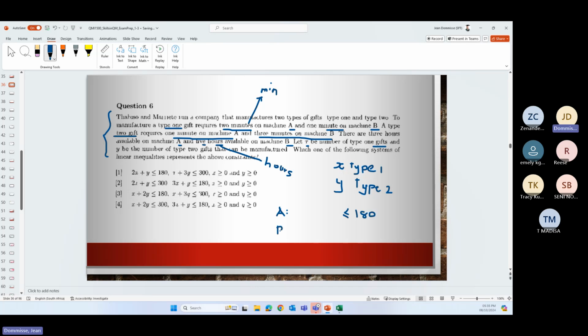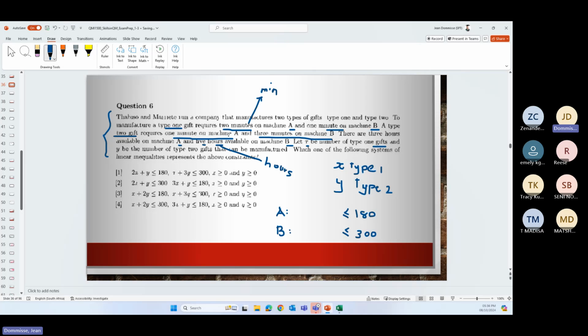Then on machine B, they said there are 5 hours available on machine B. So 5 hours available is a maximum of 300 minutes. So smaller or equal to 180, smaller or equal to 300. So I'm looking at these and I'll say, okay, there's 180, there's 300. Okay, so everything is still looking fine.